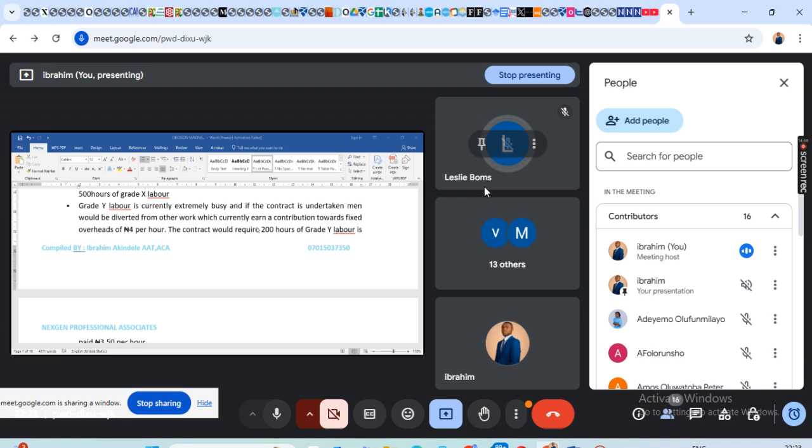I might be wrong, but it just occurred to me that this might be an opportunity cost because there's a fixed overhead of 4 naira per hour. And as the question says, they will be diverted from the other work. So it will be 4 naira times 200 hours and also 3.5 naira times 200 hours. So the difference will be the relevant cost. Perfect. Good. That's good. Well done.